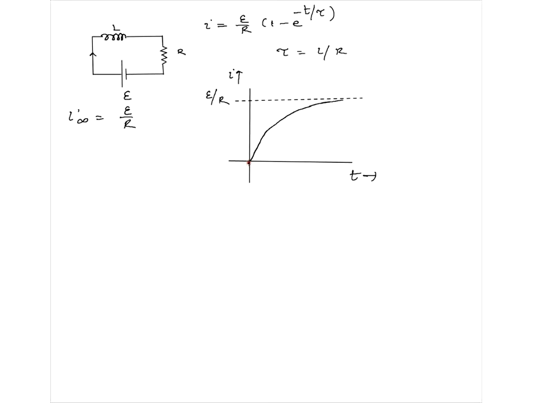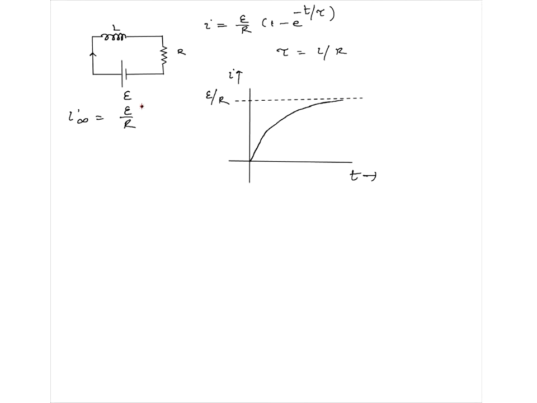At t equal to 0, when the switch is closed, the inductor blocks the current completely. Current is 0. This is the I versus t graph. The inductor obviously builds an EMF which cancels this EMF at t equal to 0. But then current builds, increases and increases, and finally it attains some maximum value, which is just E by R.